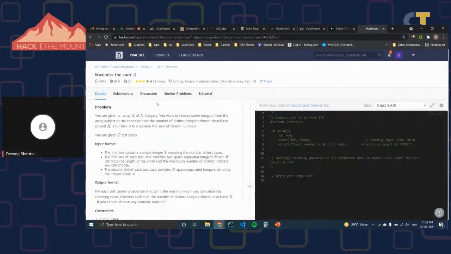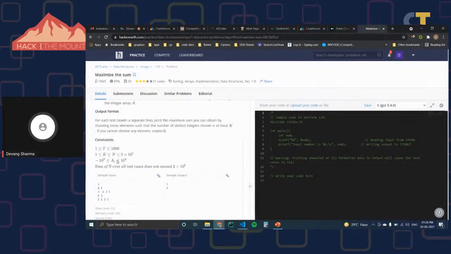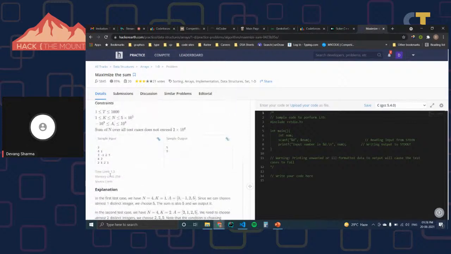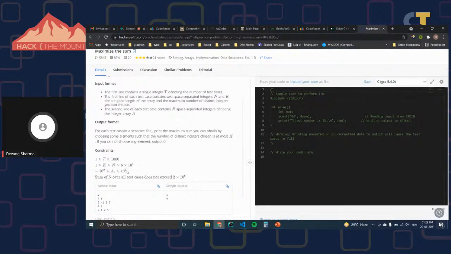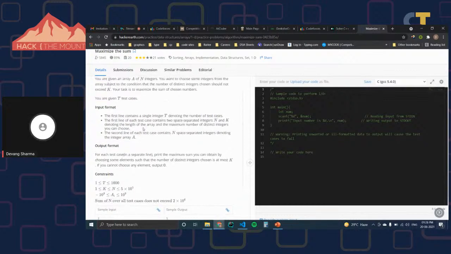In the solve now section, you can read the problem, input format, and output format. As I told you, there is a time limit of 1.5 seconds, and the memory limit is 256 MB. So you also have to take these things into consideration while designing an O of n square or O of n solution. That solution you have to design on your own.